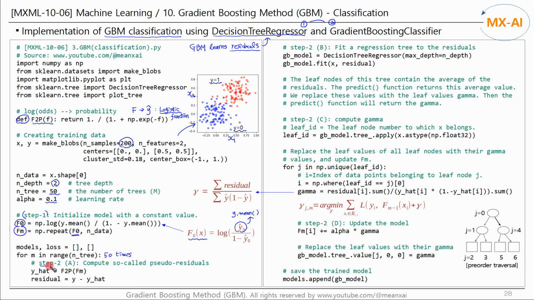Step A in step 2 calculates the residuals for all data points. The residual is the difference between Y hat from the previous iteration round and the actual target Y. The Y hat of the previous round is calculated with a logistic function using log odds.